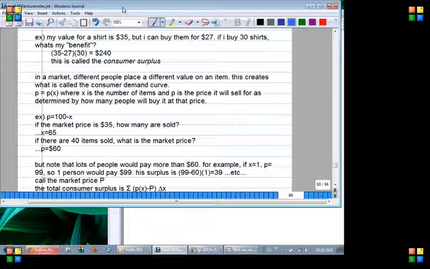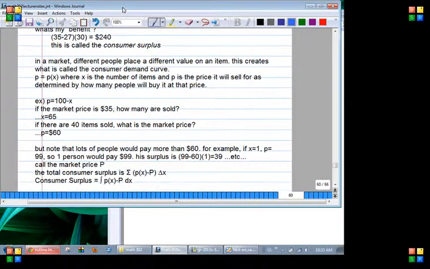Now, of course, this is harder than the original problem, because in the original problem we just said everything is fixed. But now we know that P of X is a function. It's changing. So if we have something that's changing, and we want to add them all up, what do we have to do? This becomes an integral. Hopefully by this point you can see how that becomes an integral. What's the integral going to be? Instead of the sigma sign, it's going to be the integral sign. And there's the definition of consumer surplus.